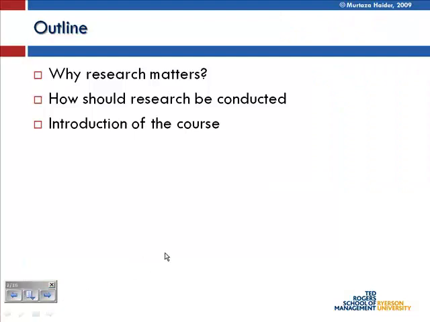The first important thing that we will discuss is why research matters. Why do we research in the first place? How does it inform the society? How does it inform the academia? And how does it help us build a better economy, a better society? And while I'm discussing why research matters, we will also discuss why and how it should be done. And then after a brief introduction of how research should be done, I will introduce you to this course.